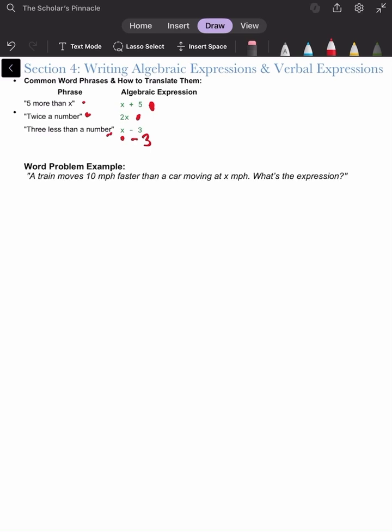I will be sharing a word problem example and see what you guys think the answer is. Here's a word problem. Imagine a train is moving at 10 miles per hour faster than a car moving at x miles per hour. What expression would you write? I'll give you a minute. You can pause the video if you want to take a moment to do it, or we can go right into it. The expression would be x plus 10.